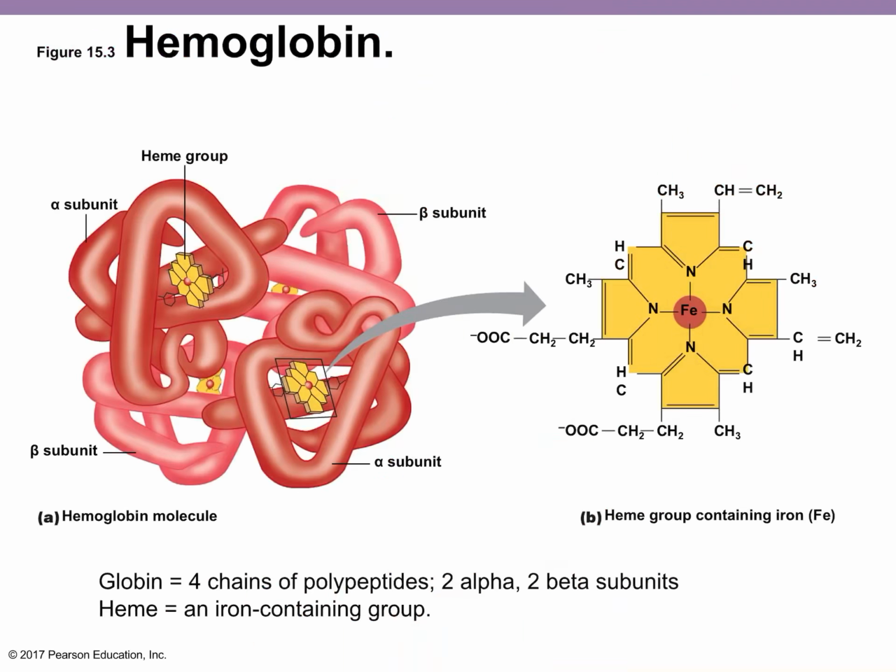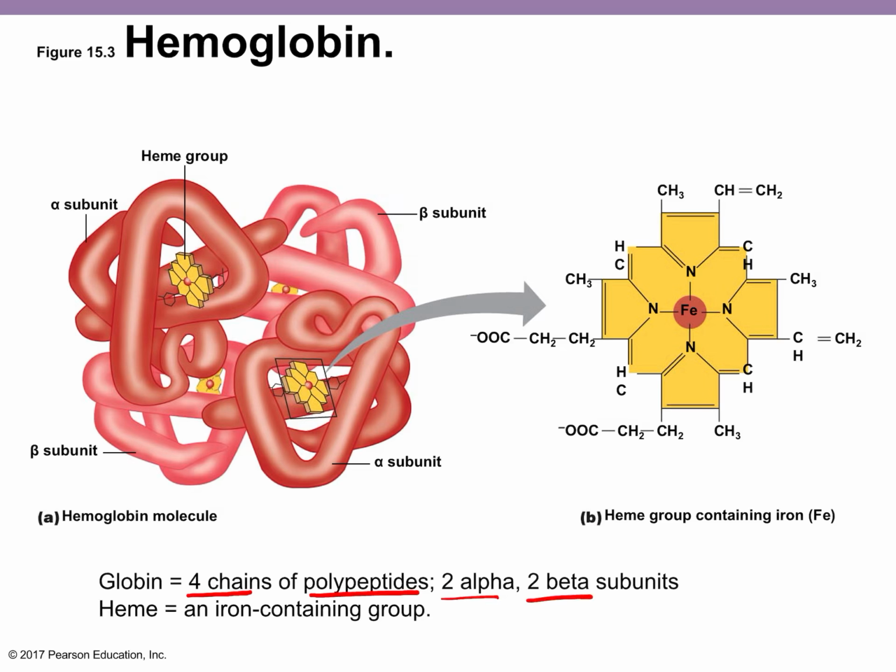So let's take a look at hemoglobin. So hemoglobin, you should know, can transport oxygen and carbon dioxide. So yes, 98.5% of it is binding oxygen, but it could also bind carbon dioxide. So hemoglobin is a 4 subunit protein. It contains 4 chains of polypeptides.